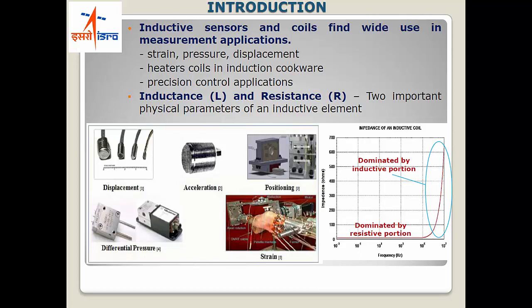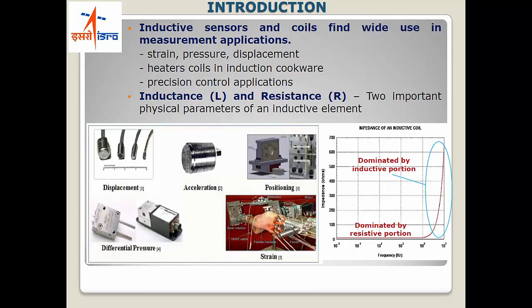So you can see that as the frequency range increases, the impedance is basically a function of the resistance as well as the inductance. At higher frequencies it's dominated by the inductive impedance, and at lower frequencies it is dominated by resistance, because every coil has some material and its own resistance.